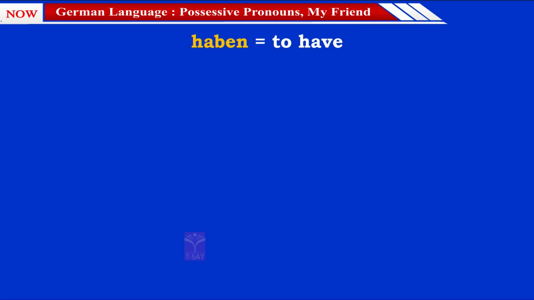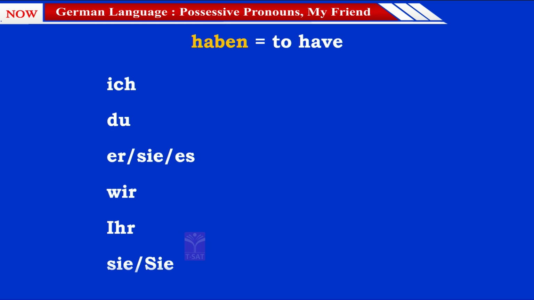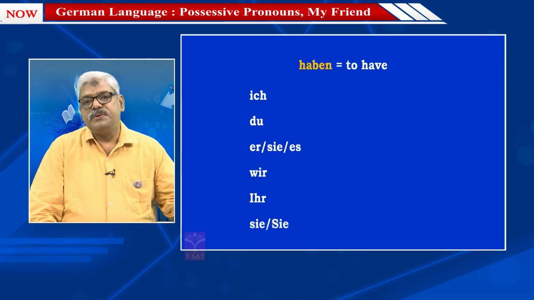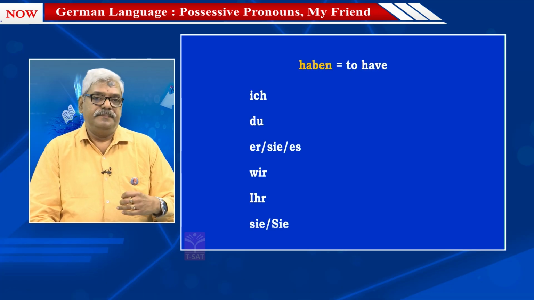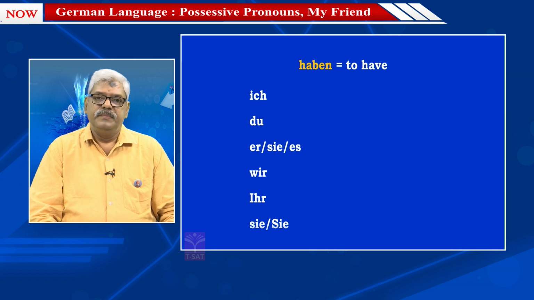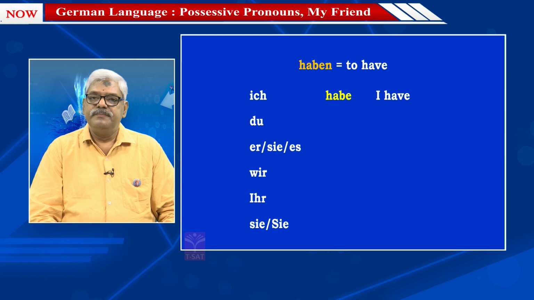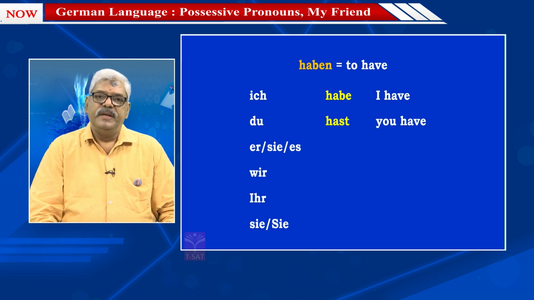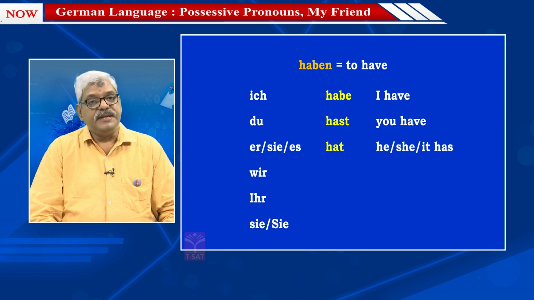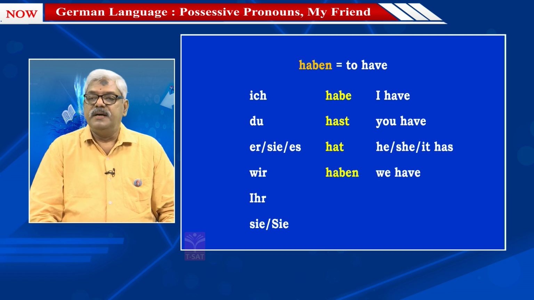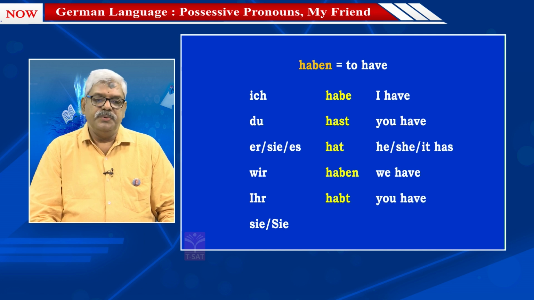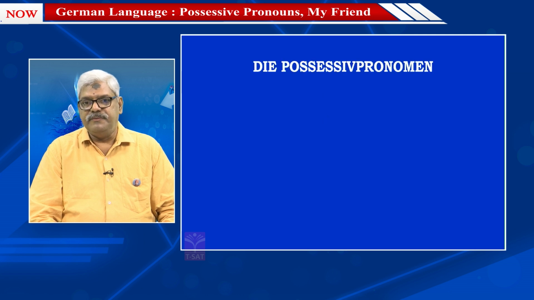So for this, I am taking the help of the verb haben. Haben, to have. The conjugation of haben is also different. In some other episode, we have seen about the conjugation of sein. Similarly for haben. So let us see the conjugations. Ich habe, I have. Du hast, you have. Es hat, he, she, it has. Wir haben, we have. Ihr habt, you have. And sie haben, they or you have.